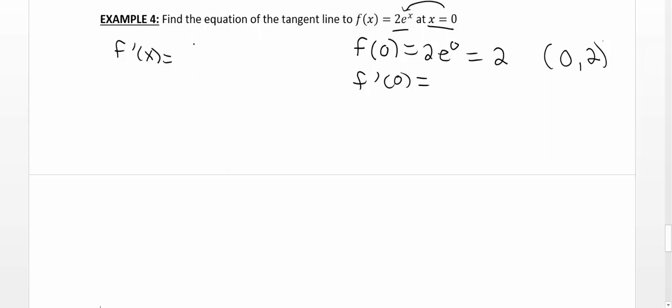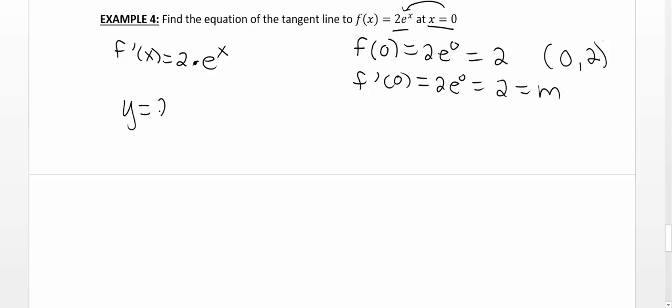So our function here is 2e to the x. Constant multiple rule says the 2 is going to multiply the derivative of e to the x, but the derivative of e to the x is e to the x. So again, we're going to have 2e to the 0, which is 2. That's the slope of our tangent line.